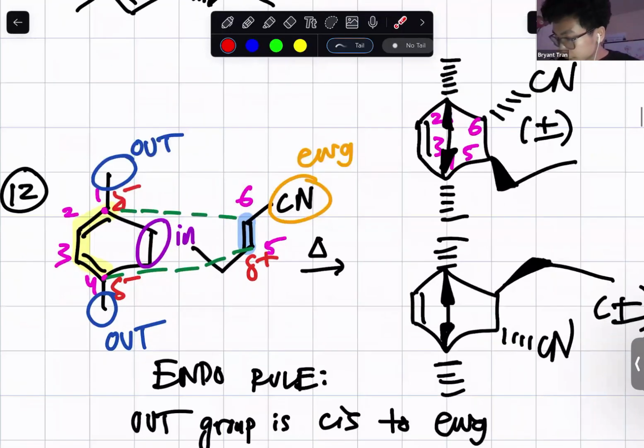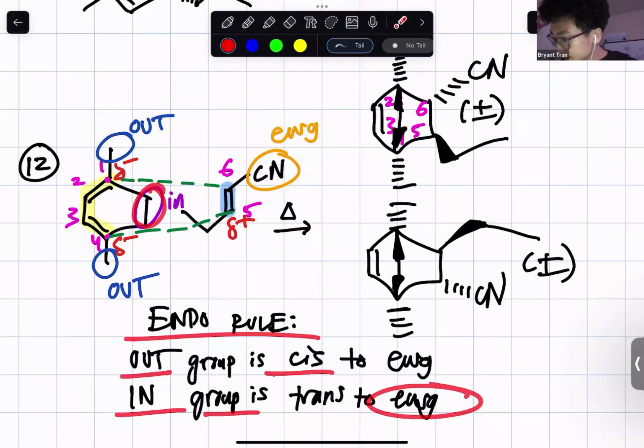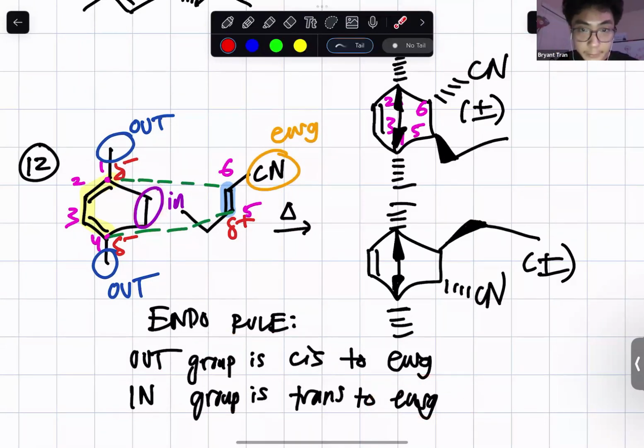Yes. So the inner part here is a wedge because based on the endo rule, the in group is trans to the EWG. The out group is cis to the EWG, right? And when I figure out my out and in groups, the out and in groups are always going to be on carbons 1 and 4 on the diene, right? When you have groups on carbons 2 and 3, 5 and 6, they're not going to be considered out or in groups. The out and in groups are going to be on 1 and 4 only, and that's why I draw the pocket between the diene and dienophile like that to figure out what my out and in groups are. These groups here are going outside of the pocket, making them out groups. This in group here is inside of the pocket, making that the in group, right?